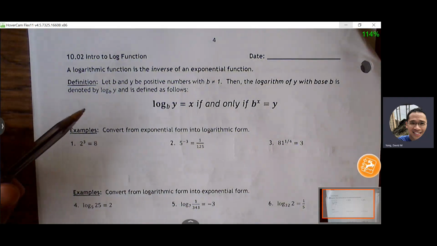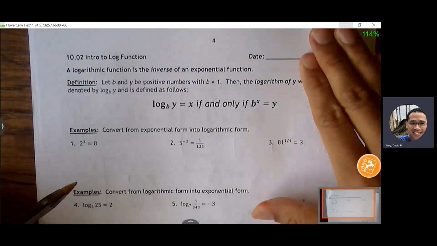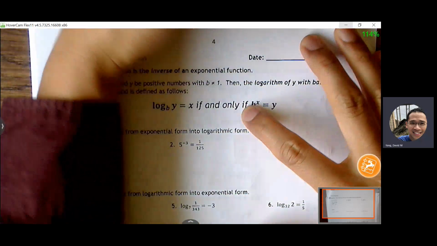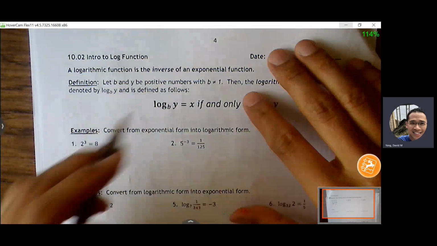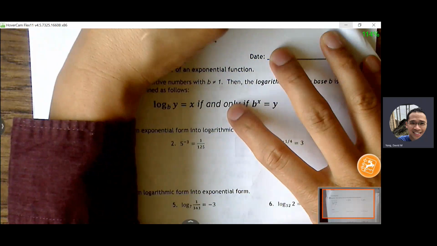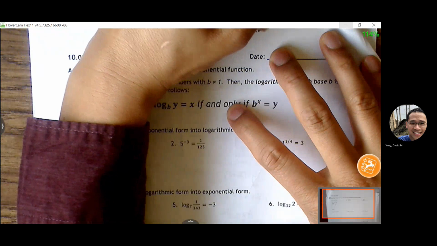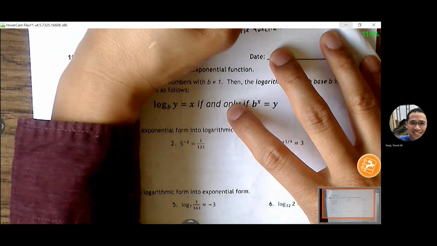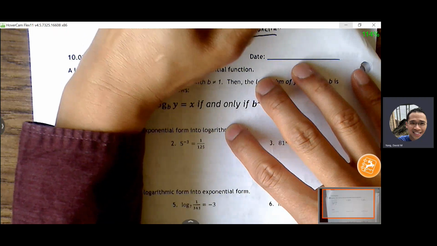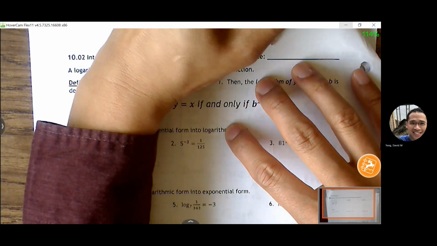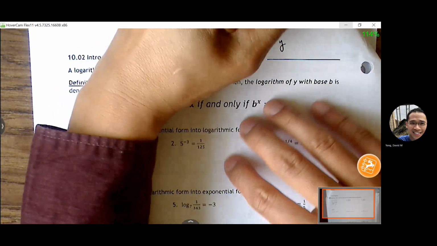Okay, so a log function is the inverse of an exponential function. So what does that mean? An inverse function is kind of like a flipped version of the original function. So the way you can get to the inverse function is this. Start off by swapping the x and y. In the second step, you just solve for the new y.